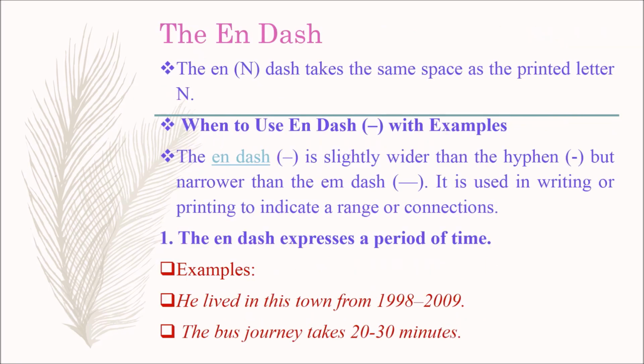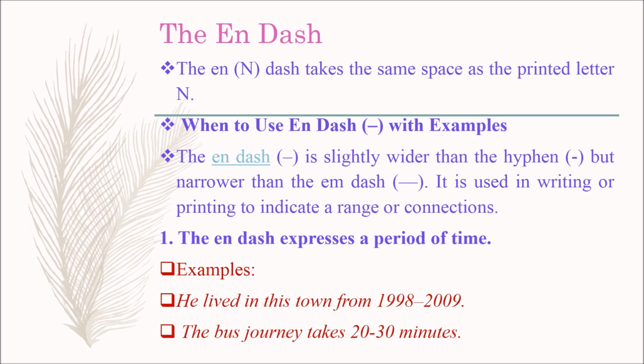Next, we are going to learn about the en dash. The en dash takes the same space as the printed letter N. Now let's see when to use the en dash with examples. The en dash is slightly wider than the hyphen but narrower than the em dash. It is used in writing or printing to indicate a range or connections.